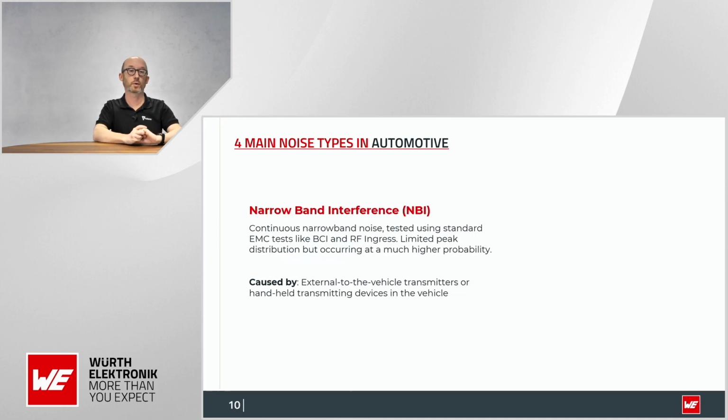The last noise type, in our opinion the most critical one, is the narrowband interference caused by radio frequency applications, for example external to the vehicle transmitters, or also handheld devices brought into the car by the driver or passengers, like a smartphone which is used inside the car. And when the car is on the road, the smartphones are continuously registering into the next cell. So there are continuous radio frequency transmissions, and this is causing interference in the cables of the car, and so in the signal transmission.